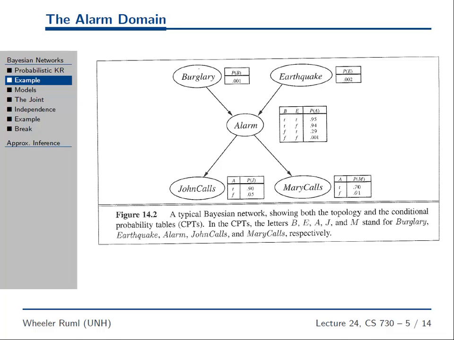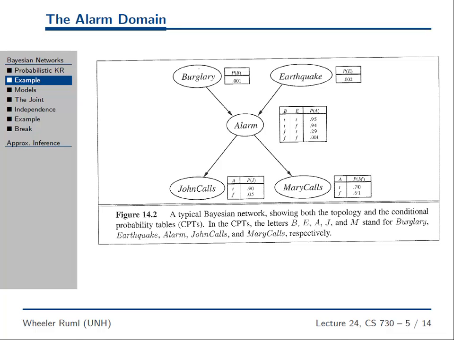You can say, well, okay, the prior of a burglary is 0.001, but if the alarm is going off, John's going to call with probability 0.9, which is pretty high. And there's only a small chance he would call if the alarm's not going off. So just having him call provides evidence for the alarm, which provides some evidence for burglary.